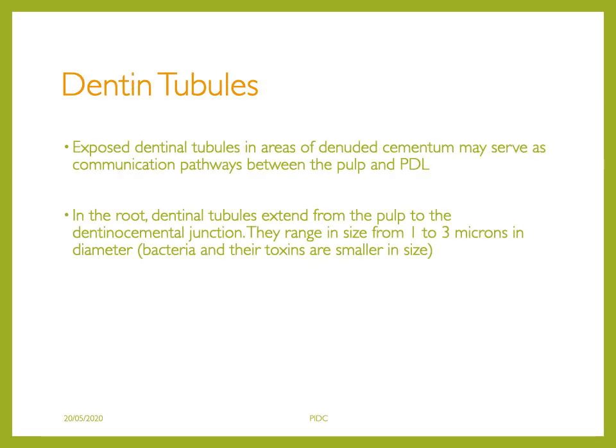Dentinal tubules. Exposed dentinal tubules in areas of denuded cementum may serve as a communication path between pulp and periodontium. In the root, dentinal tubules extend from the pulp to the dentino-cemental junction. They range in size from 1 to 3 microns in diameter, through which bacteria and their toxins can enter.